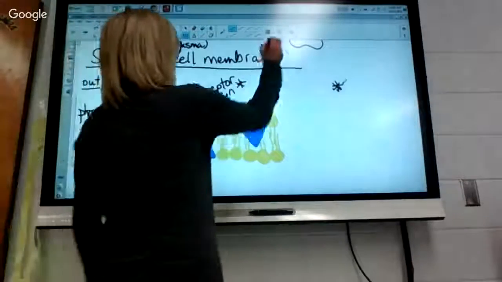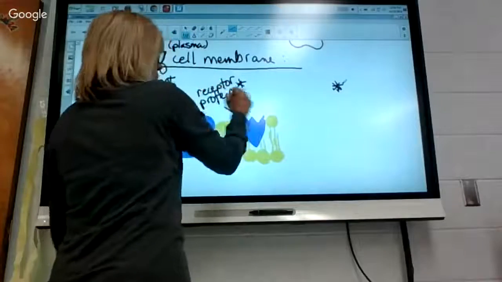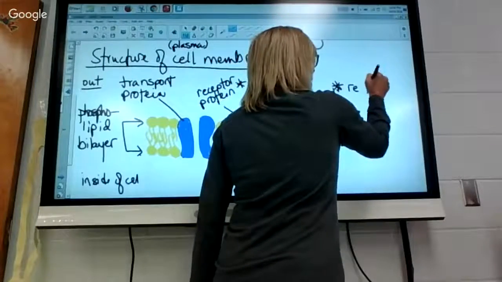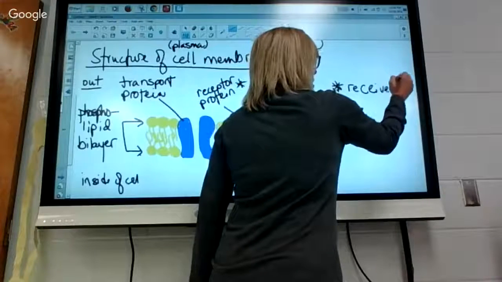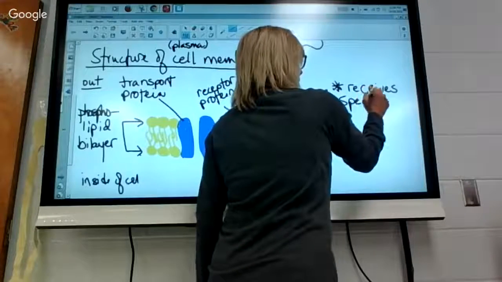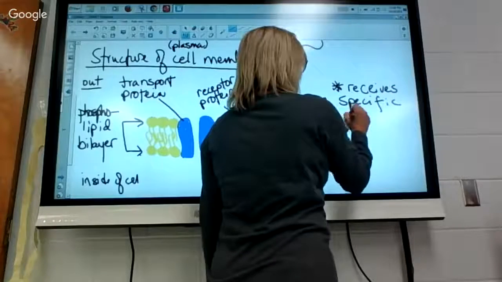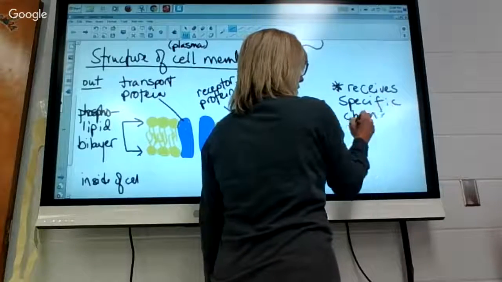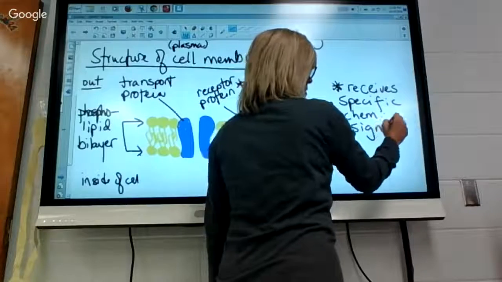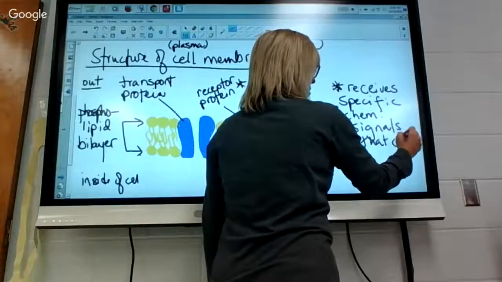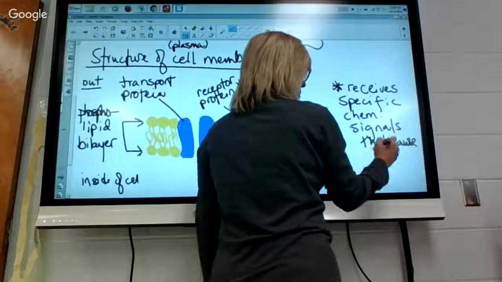So we're going to say that a receptor protein receives specific signals. We'll put chemical signals that cause a change in a cell.